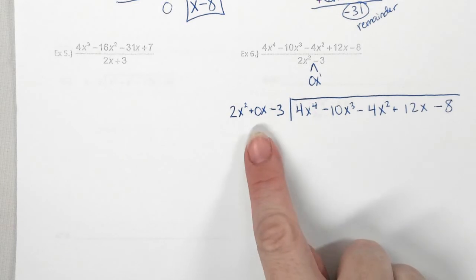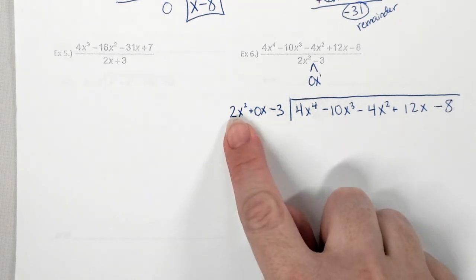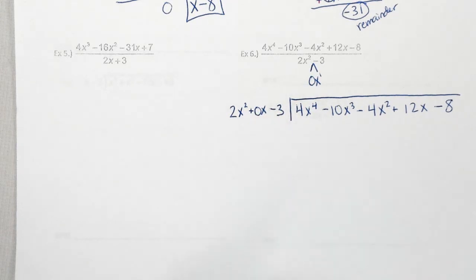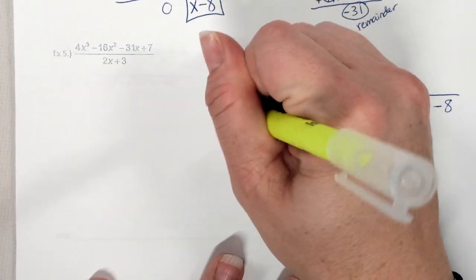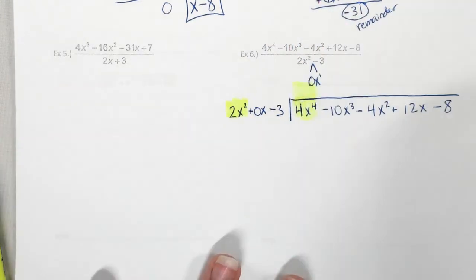The 0x. Remember, that's what we just talked about. You can't have a missing degree. So this was 2 and this is 0, so we needed a degree of 1. Okay, so I'm going to start just like all the other ones, even though now I have 3 terms in front. I'm going to focus on the first terms everywhere.